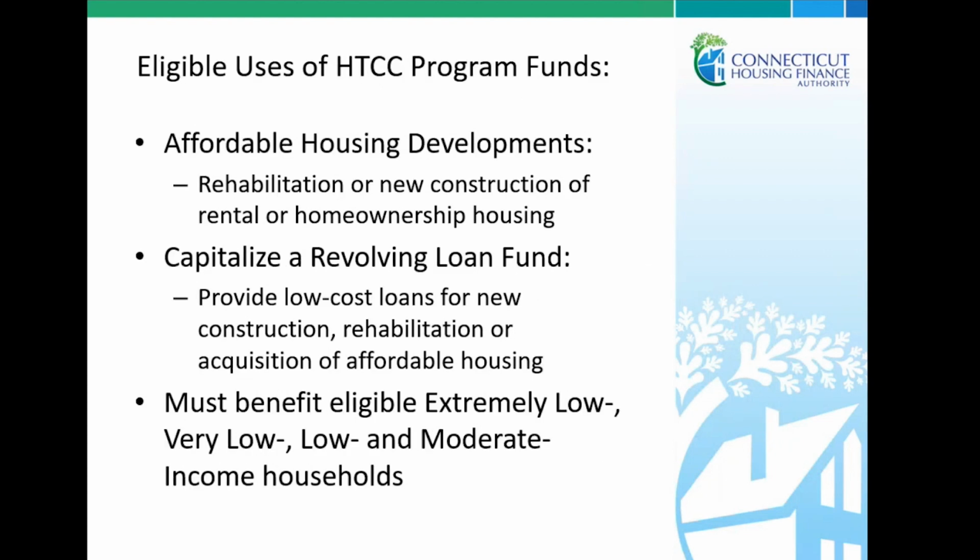The eligible uses of the program funds, again, affordable housing development. So this is the rehab, new construction of rental or homeownership housing. You can also apply to capitalize a revolving loan fund to provide low-cost loans for new construction, rehab, or acquisition of affordable housing. So the units must benefit eligible, extremely low, very low, low and moderate income households.